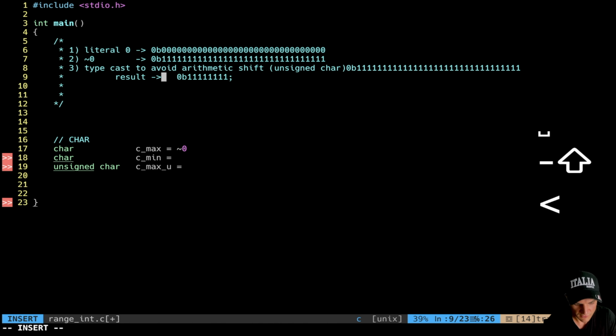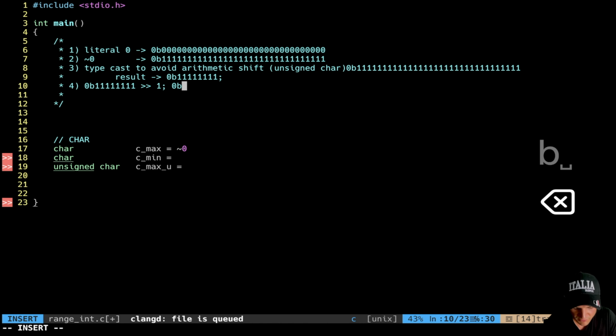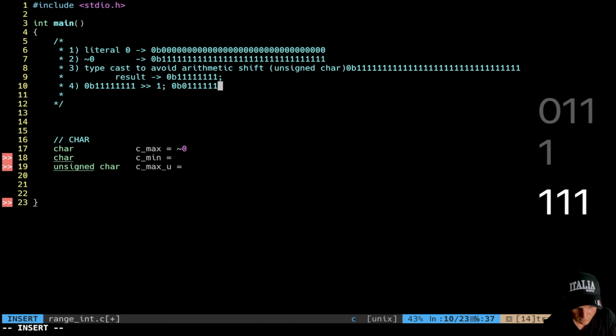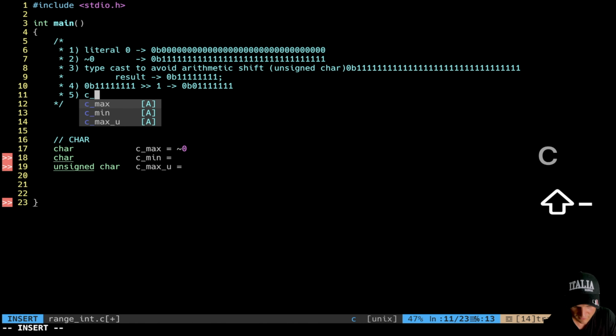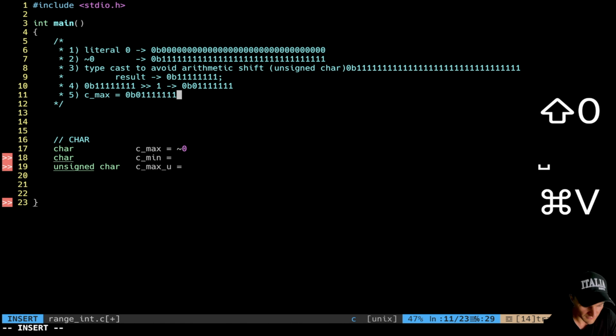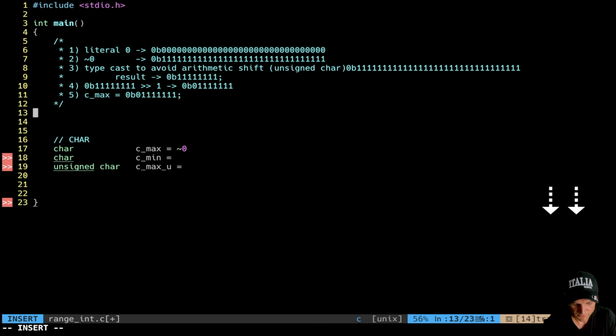All right, so I have this unsigned 8-bit value. Now I just do a shift operation on this value. So I do right shift 1. The result is going to be this one, 0b 01111111. Okay, and then step 5, I'm going to say cmax is equal to the value itself. That's what is going to happen. So let's write this algorithm in code.